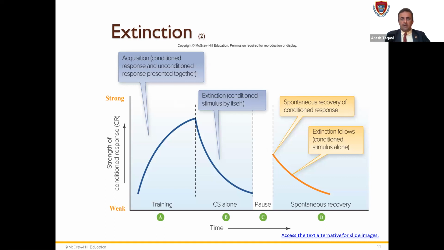You can see here the chart for extinction, acquisition, conditioned response, and unconditioned response presented together in this part. And after that, it is diminished extinction, the conditioned stimulus itself only. After that, we have a pause. It is training. In this part, you have pairing. For training, you should pair the neutral stimulus with the natural stimulus. And after that, CS alone, only the conditioned stimulus, only the first neutral stimulus. And after that, it is a pause. And finally, you have a spontaneous recovery without any pause. You have some neutral stimulus without any natural stimulus. It is a pause, a spontaneous recovery of the conditioned response, and after that, extinction follows with the conditioned stimulus alone.